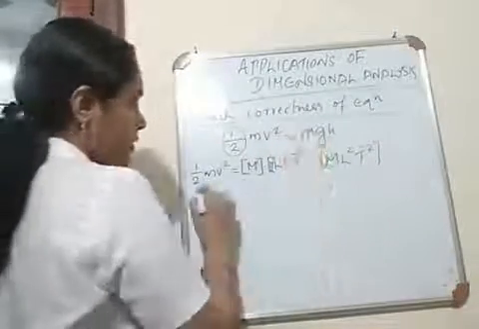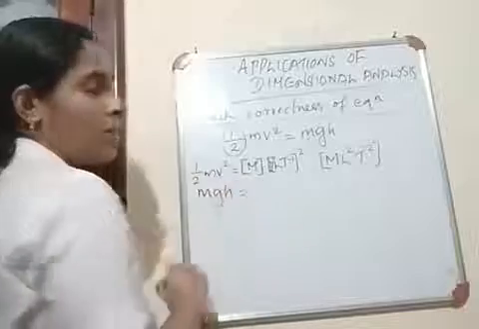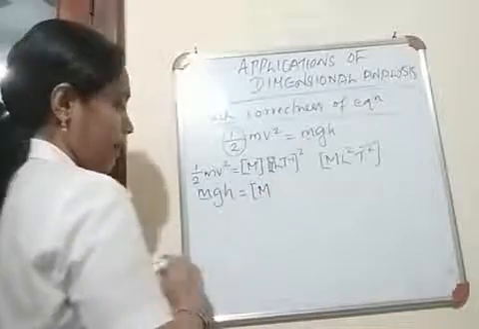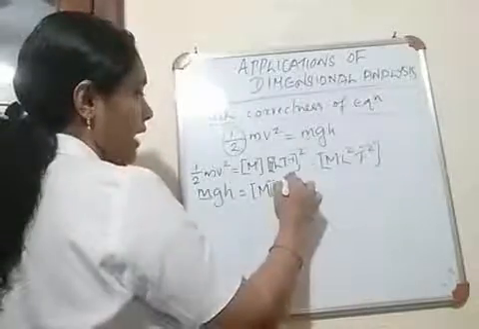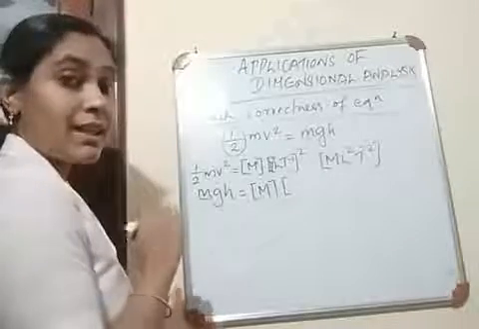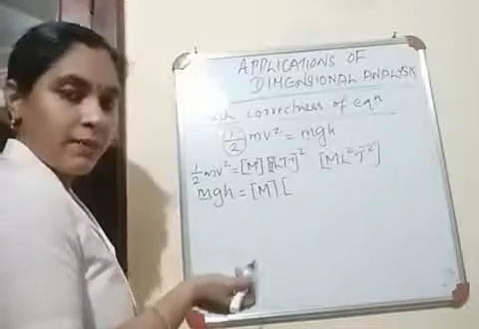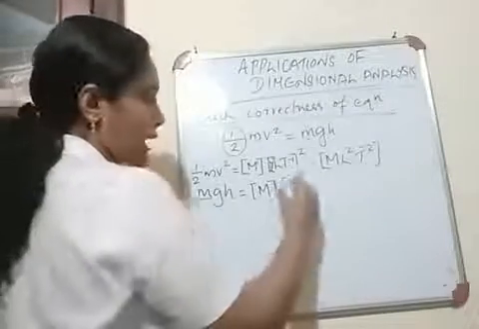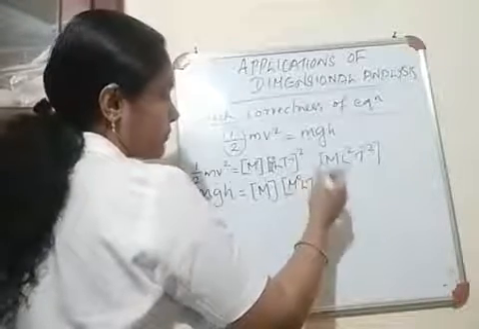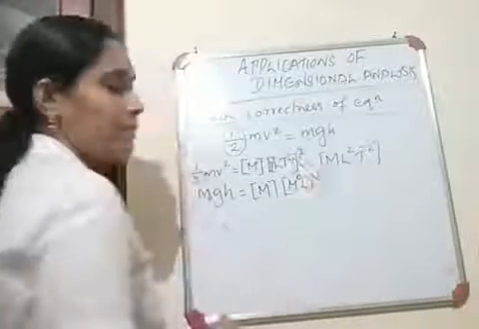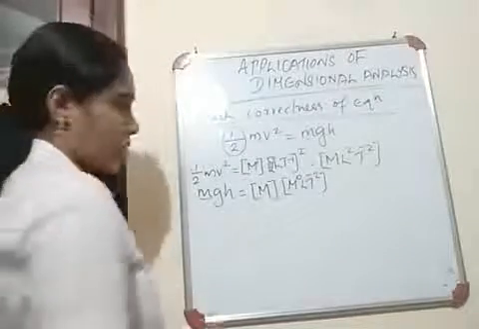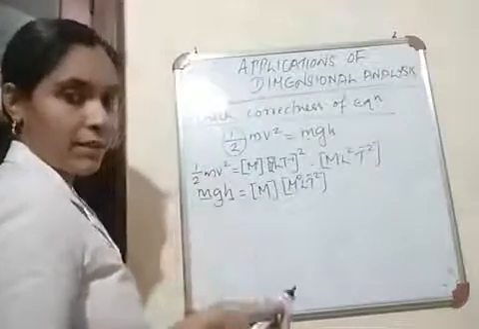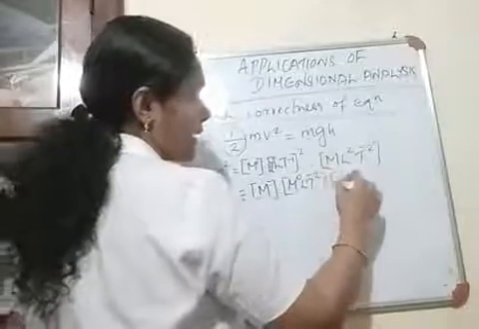Now next find out the dimension of m g h. What is the dimension of m? Mass, it is M. And what is the dimension of g? G is acceleration due to gravity. Whether it is acceleration due to gravity or acceleration, the dimension will be the same. And what is the dimension of acceleration? It is M raised to 0, L T raised to minus 2. Then what is the next one? Height. Height is expressed in meters or centimeters, so its dimension will be L.